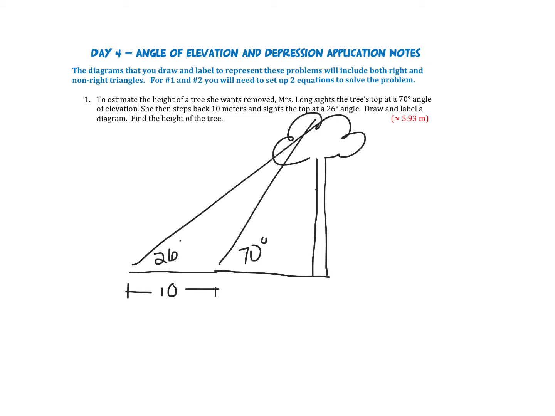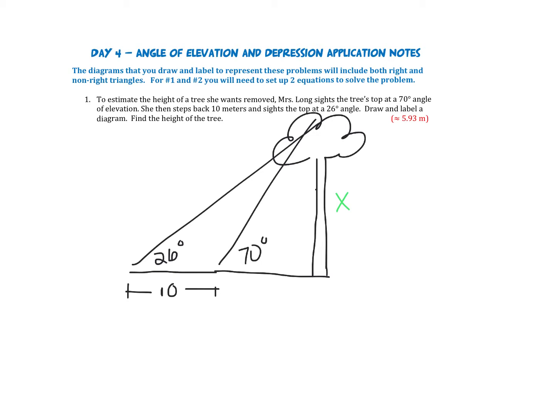That makes sense, right? If you're standing next to an object, let's say a building, and you're looking up at the building and you're right next to it, your angle of elevation is pretty huge. If you start stepping back, the further away from the building you go, the smaller your angle of elevation to the top of the building will be. So the thing we want to find here is the height of the tree. Let's label that X.